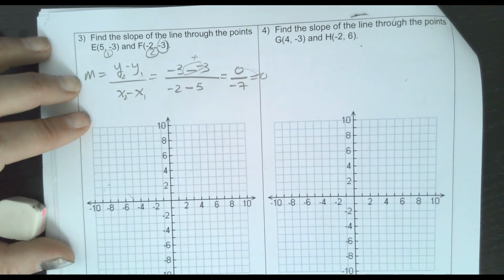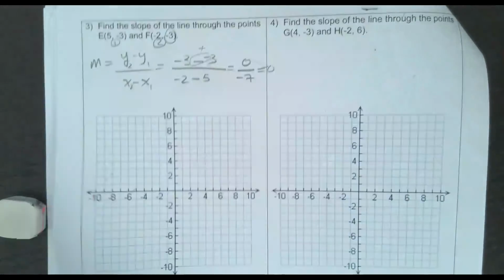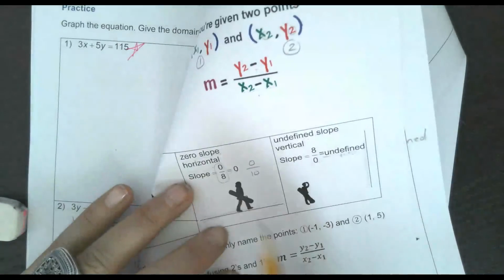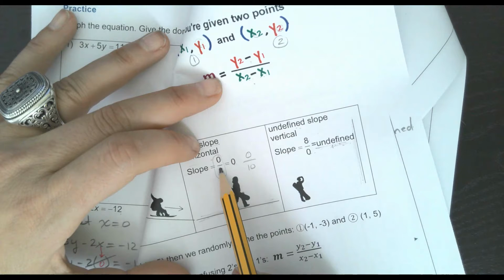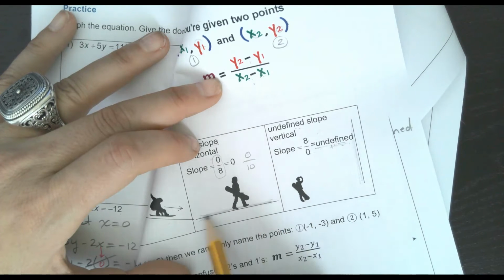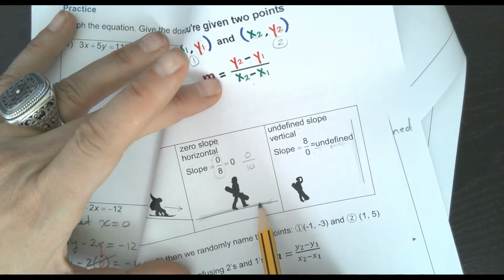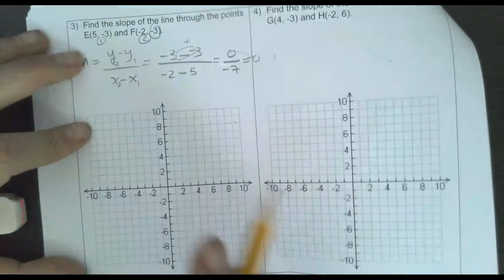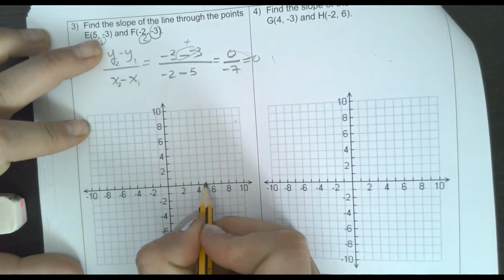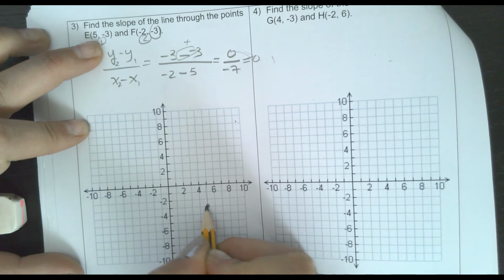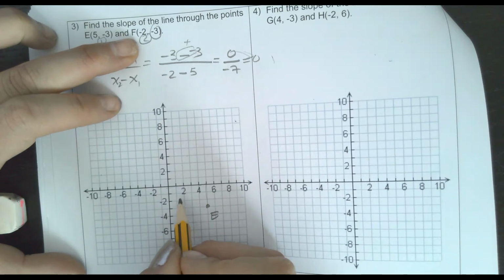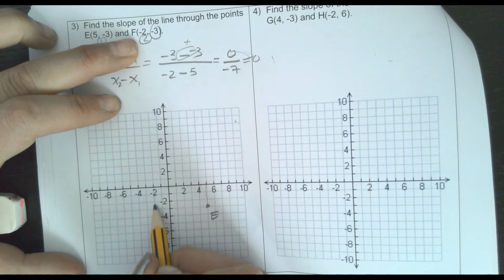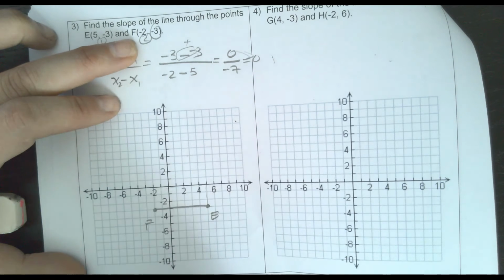A slope of 0, what does that look like? When you have a slope of 0, it means it's flat ground. Okay, so 0 slope looks like that. So let's graph it to see. 5, negative 3, that's E. And negative 2, negative 3, F. So you can see it's flat. Okay.